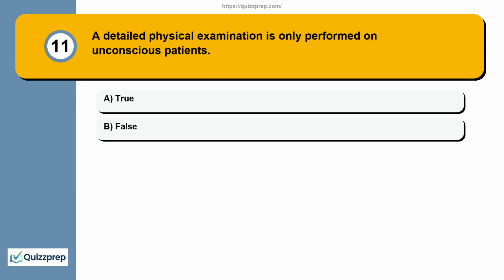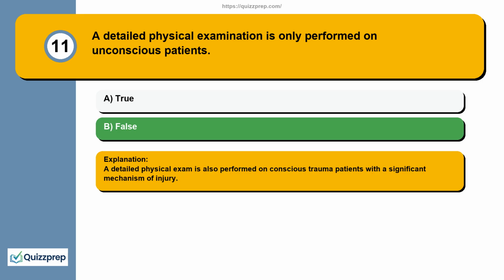Question 11. A detailed physical examination is only performed on unconscious patients. True, false. A detailed physical exam is also performed on conscious trauma patients with a significant mechanism of injury.